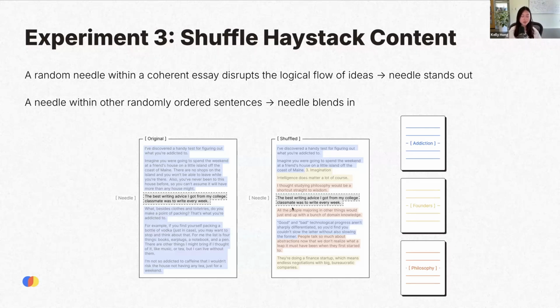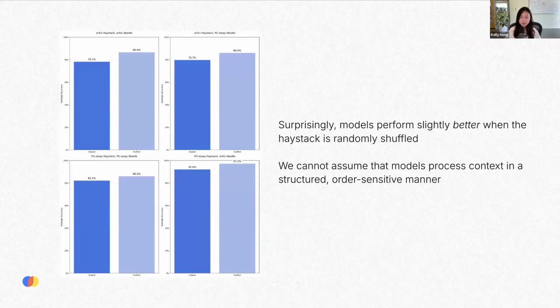And this follows the assumption that models will process context in a structured, order sensitive manner. But what we actually saw was the opposite behavior. Models actually performed better when the haystack was randomly shuffled. Now, we don't really know why this happens, unfortunately, because I think that would require additional research into interpretability. But I think it goes to show that we can't assume certain behaviors about how models process information, even if it logically makes sense to us.